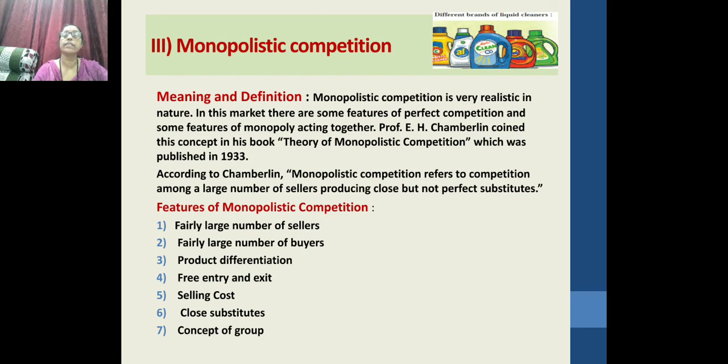So the first point, large number of sellers. You can write: in a monopolistic competition, there are a large number of sellers producing close but not perfect substitutes to each other. There is a difference, we will study how it is. Fairly large number of buyers. Buyers are also very large in monopolistic competition. Consequently, no single buyer can influence the price of the product by changing the individual demand.